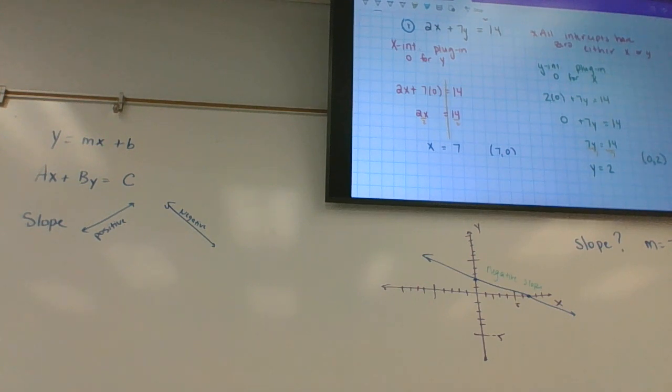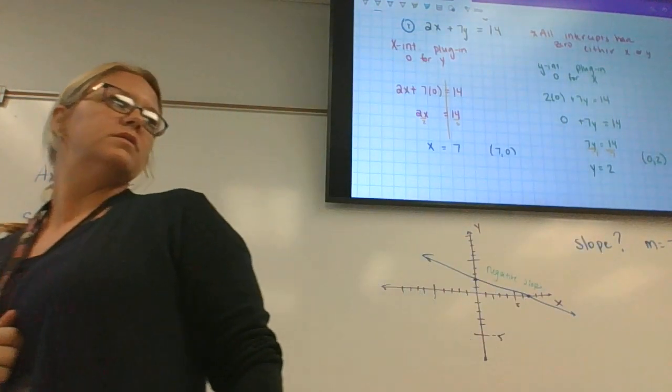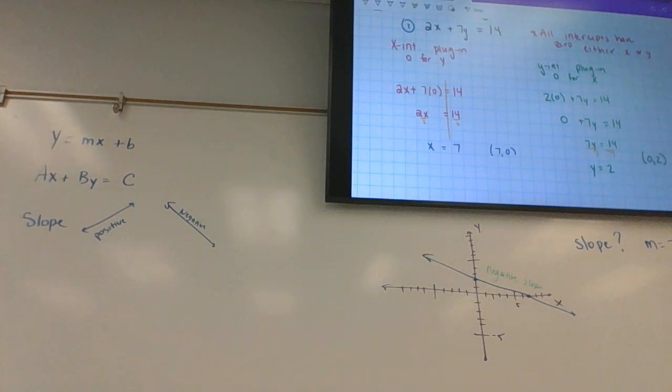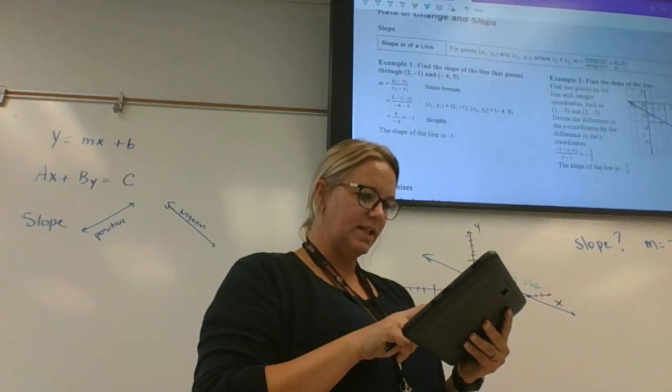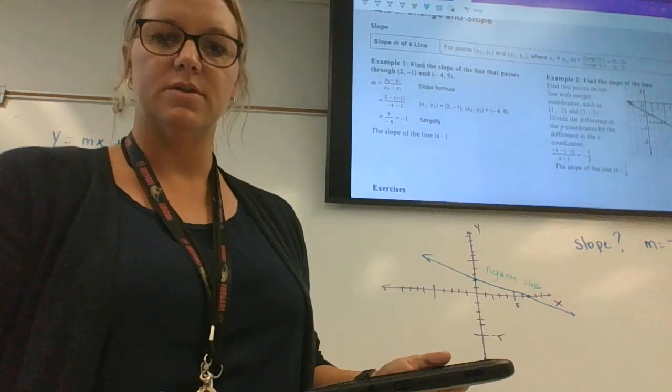We're gonna actually start on page 18. We're gonna do side page 18 today. This is what we're practicing today: how to find slope between 2 points.